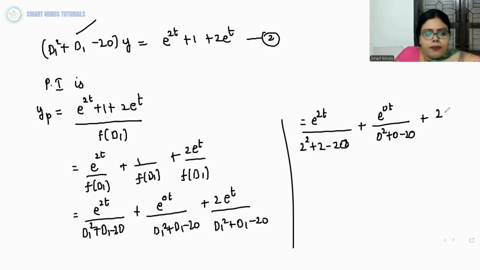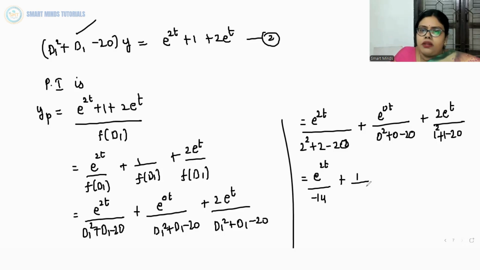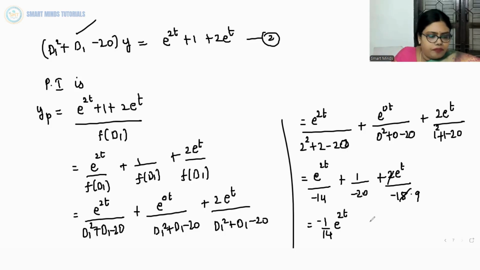Plus 2 e power t by, now in the place of D we will put 1 because the coefficient of t is 1. So 1 square plus 1 minus 20. So that is e power 2t by minus 14 plus 1 by minus 20 plus 2 e power t by minus 18. So that is minus 1 by 14 e power 2t minus 1 by 20 minus 1 by 9 e power t.